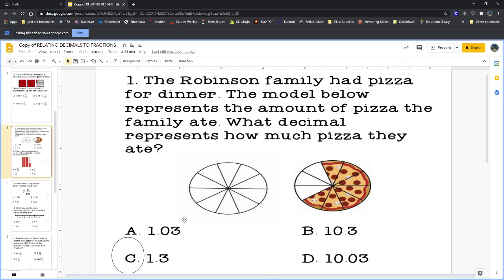A was close, but it said 3/100, and that pizza is not cut into 100 little pieces. B was also close, but instead of saying 1.3, it says 10.3. That means they would have had to eat 10 whole pizzas and then these 3 extra pieces. I don't think their family is that big to eat 10 pizzas. Answer choice D also has the 10 whole pizzas. And again, that's way too much, I think, for one family, unless it's a really big family.